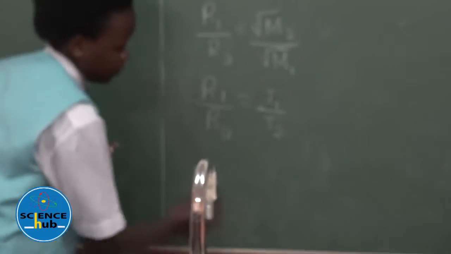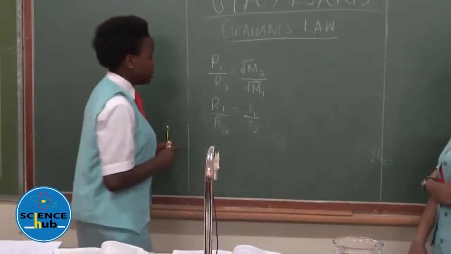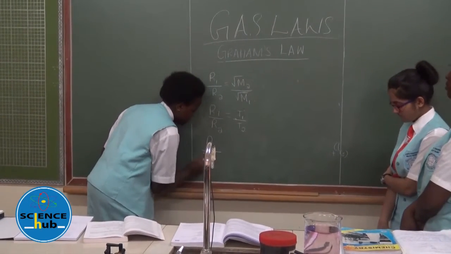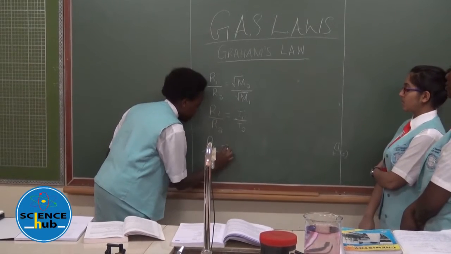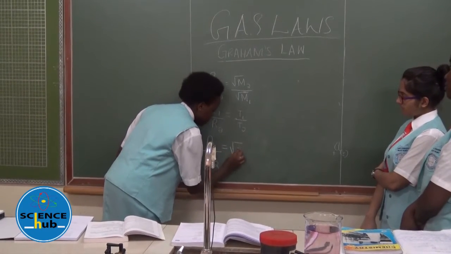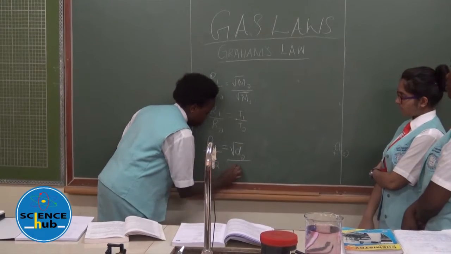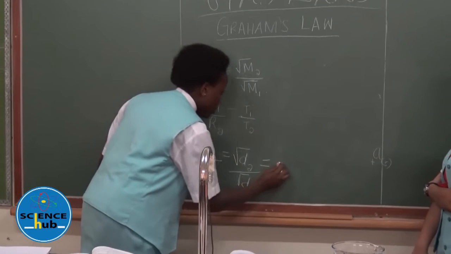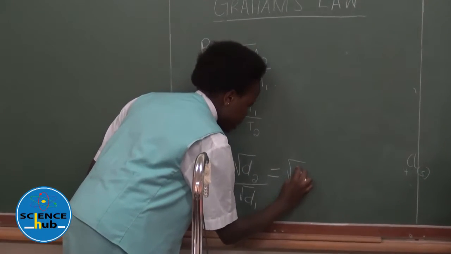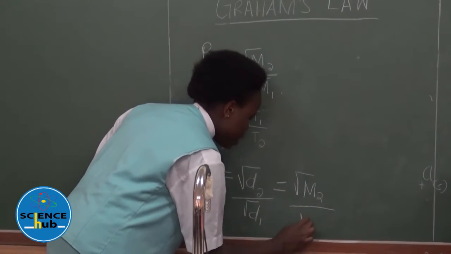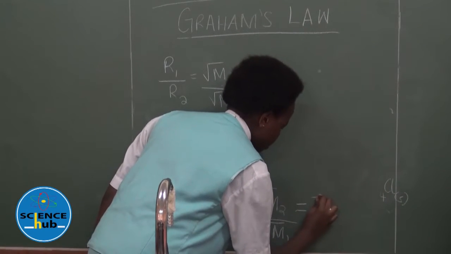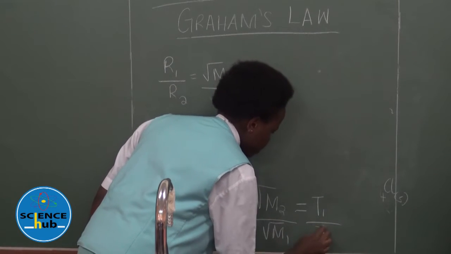So to conclude the three equations, we can write the rate of diffusion of the first gas over the rate of diffusion of the second gas is equal to the square root of the density of the second gas over the square root of the density of the first gas, and is also equal to the square root of the mass of the second gas over the square root of the mass of the first gas, and is also equal to the time for the first gas over the time for the second gas.